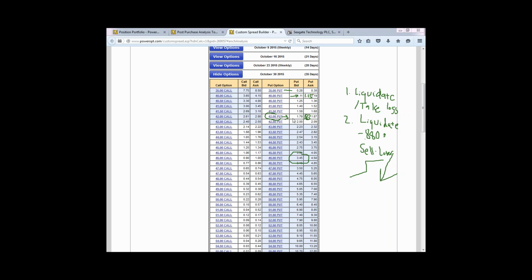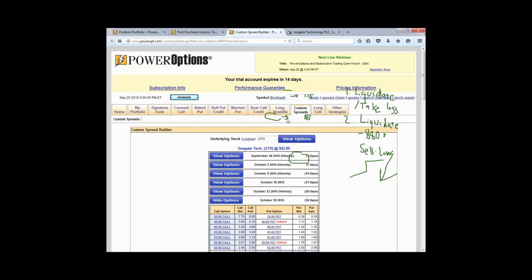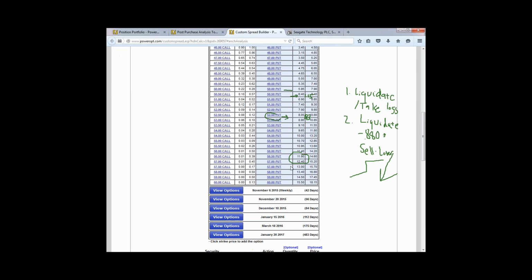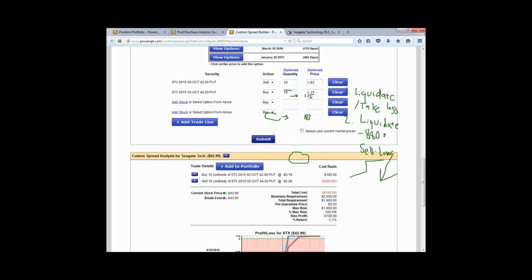Okay, so let's do that. 42, 40. And okay, good. And let's go ahead and add in, we're going to sell the 42, buy the 40. Oh, I'm going to put 10 contracts again. Even though I only have $1,200 after I take the loss of the $2,000 I started with, we're going to add $800 more back in so we can cover this 2-point spread, but our requirement is going to drop down. So 1.83 and 1.15. Now, let's submit that.